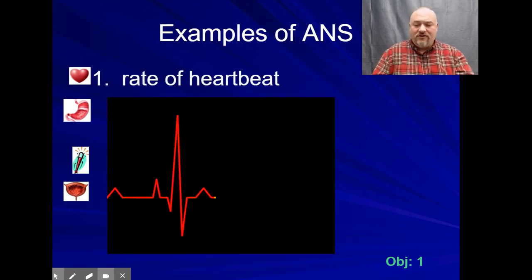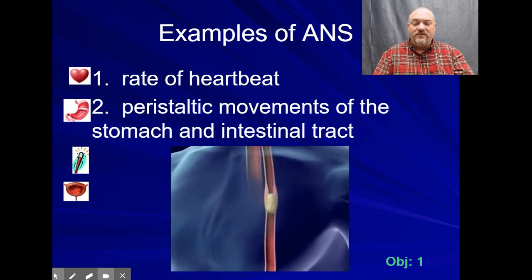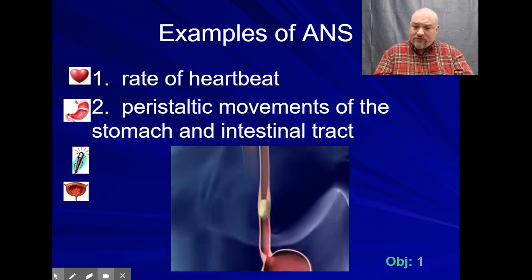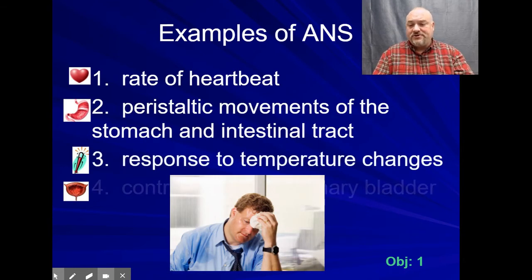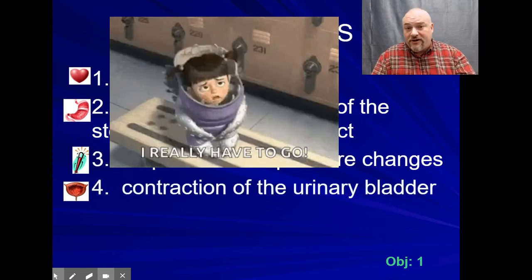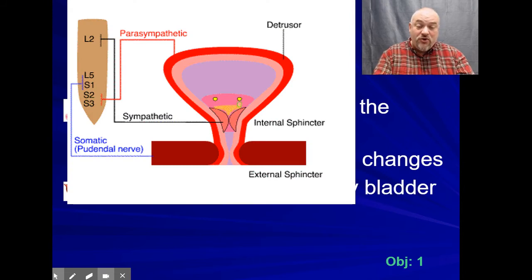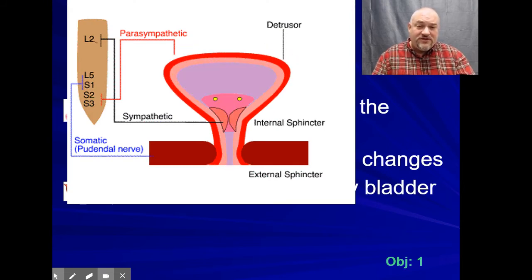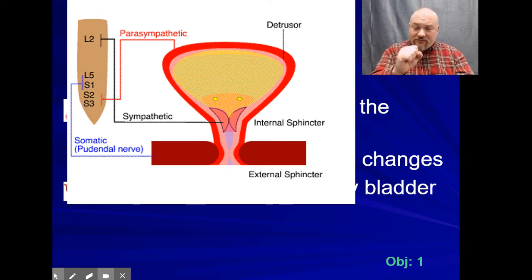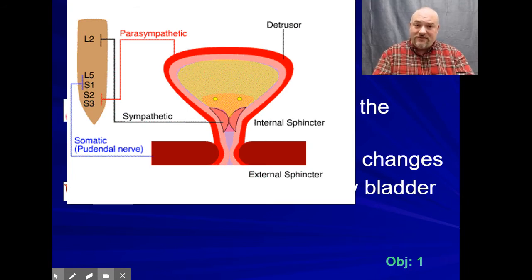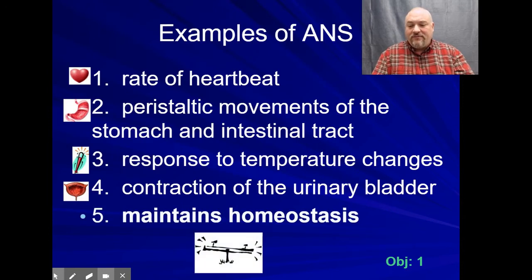But some examples of it: heart rate, peristaltic movements in the stomach and the intestinal tract to move food through, response to temperature change, contraction of the urinary bladder. Yes, you don't have control over the contraction of your urinary bladder. You do have voluntary control over the sphincter that closes off or lets it out. That skeletal muscle, you have control over, the somatic nervous system. And generally just maintaining general body homeostasis and that balance.